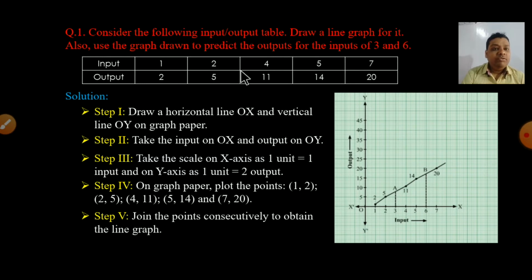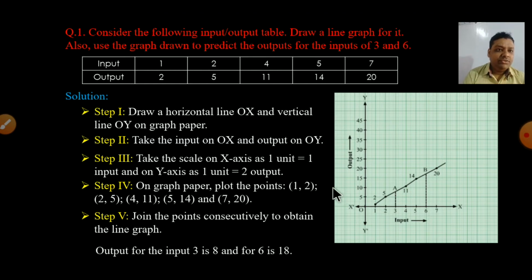Now what do we have to find? We have to find the outputs for the inputs 3 and 6. Here I have drawn 3 and 6, with perpendiculars from A and from B. In the next slide we can see that for 3 the output is 8 and for 6 it is 18.